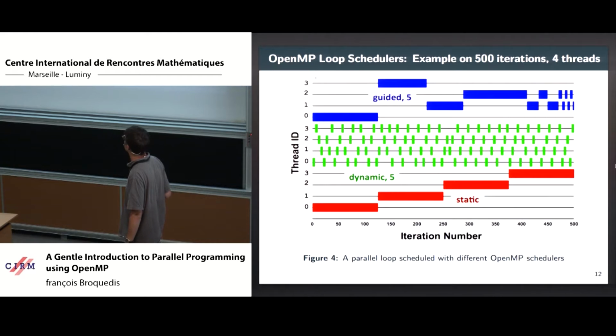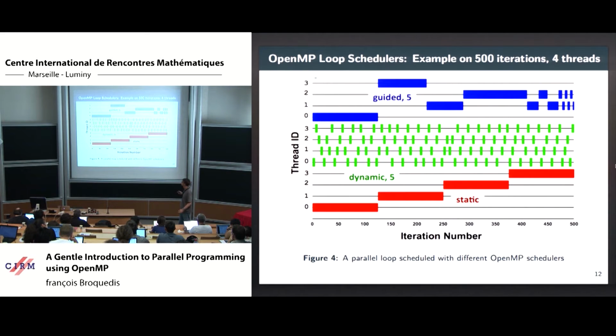And guided behaves just like dynamic, except that the chunk size will decrease to a specific size, which is 5 here. So you have big chunks at the start, and you end up assigning very small chunks that are close to the number that you provided here.